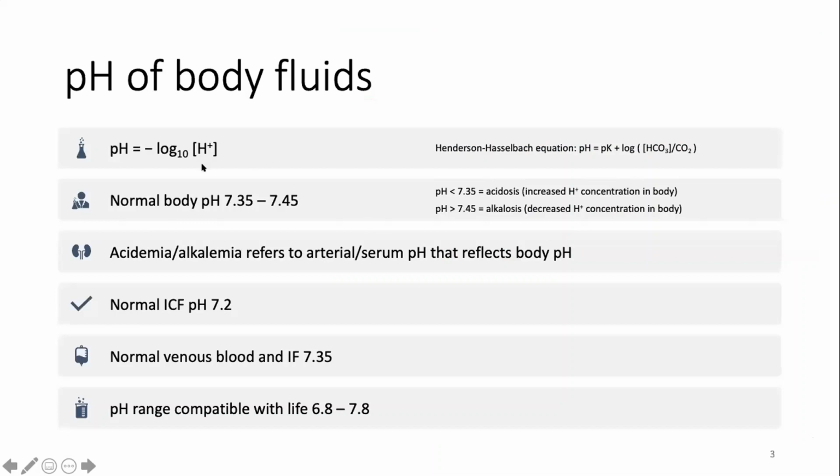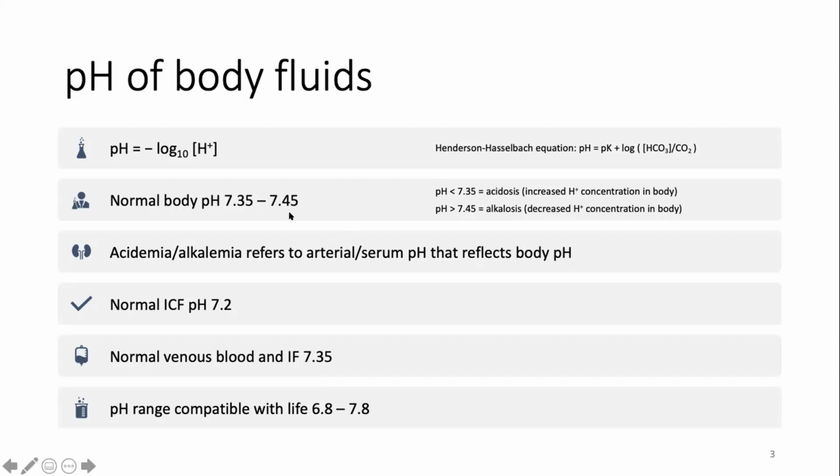Our normal body pH is between 7.35 to 7.45. The pH actually depends really on the concentration of the H plus, or the hydrogen ion, sometimes called protons as well. So the higher the H plus, the lower the pH. Anything below 7.35, we call acidosis. Anything above, we call alkalosis. So acidosis and alkalosis really describe the pH of the whole body, the general pH of the body itself.